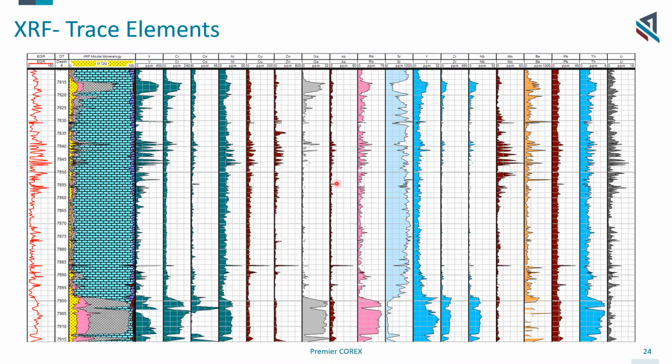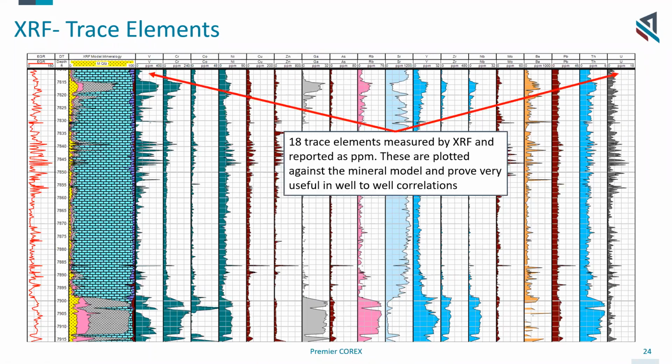Looking at the trace elements on the same section, we've got 18 different trace elements, reported as parts per million, and these are plotted against the mineral model. They're very useful in well-to-well correlations. They're perhaps a little bit more sensitive.